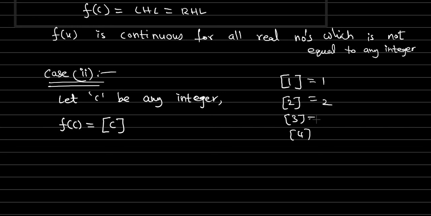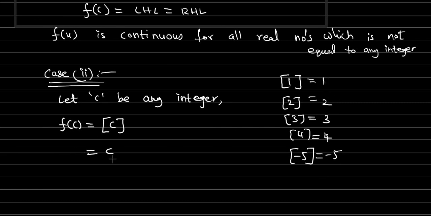If 2, 2 only is the outcome. If 3, 3 only is the outcome. If 4, 4 only is the outcome. If it is -5, if you apply the greater integer, -5 itself is the outcome. So when we substitute an integer, whatever input we give, the same outcome we get.